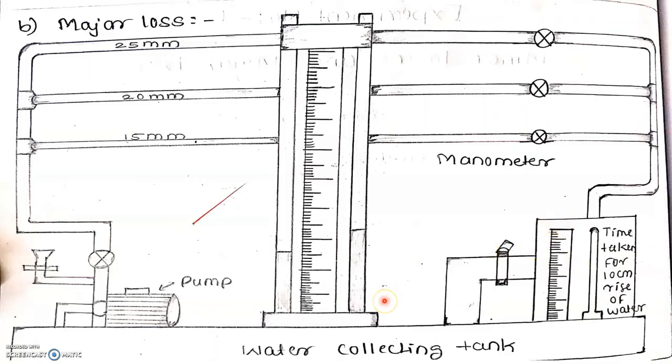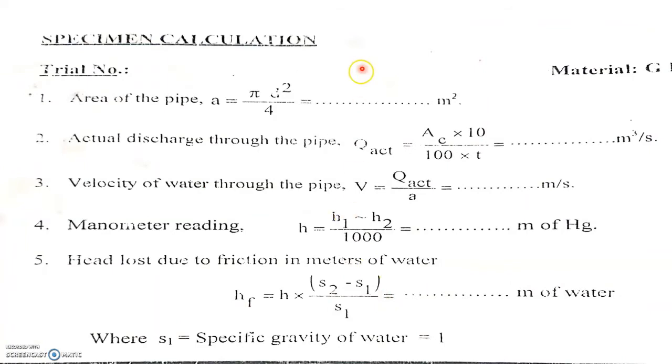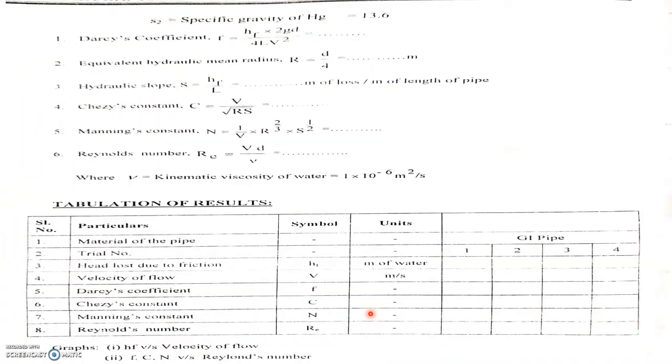In the observation and tabular column, we have trials for the GI pipe. You need to calculate the area of pipe, Q actual, the velocity, and the manometric reading. Then you need to calculate the head loss due to friction in meters of water, which is given as HF equals H into (S2 minus S1) by 1, where S1 is the specific gravity of water and S2 is the specific gravity of mercury.